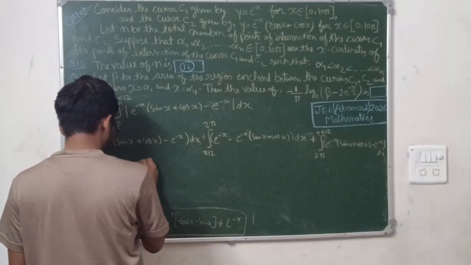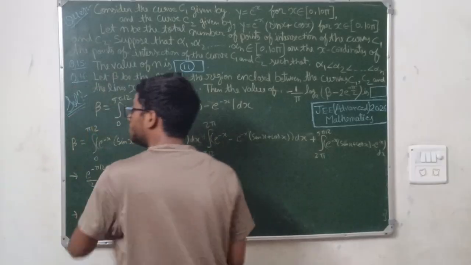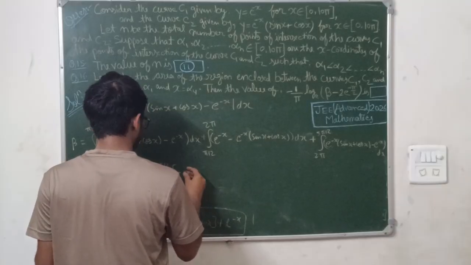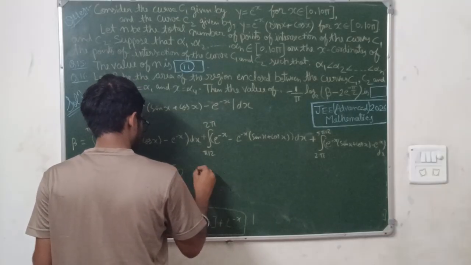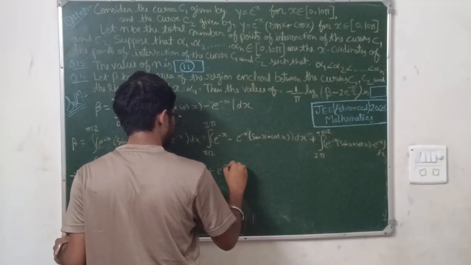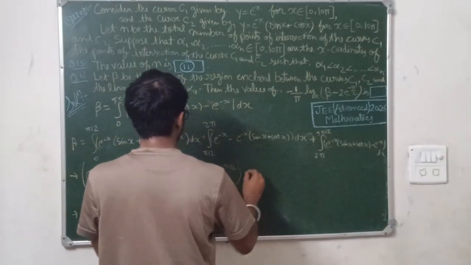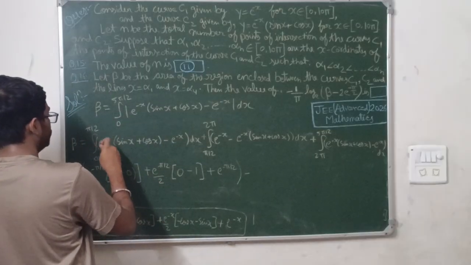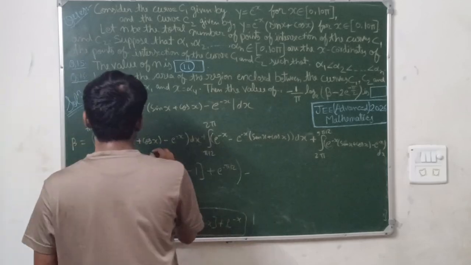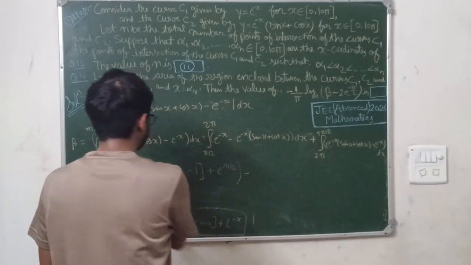And this would be plus e to the power minus pi by 2 upon 2, and minus cos pi by 2 is 0, minus 1, plus e to the power minus pi by 2. Okay, and next you have to substitute 0. So e to the power 0 is 1, sine 0 is 0, cos 0 is 1, so this will be 1 minus 1, which is 0. Okay, so this is the first part.